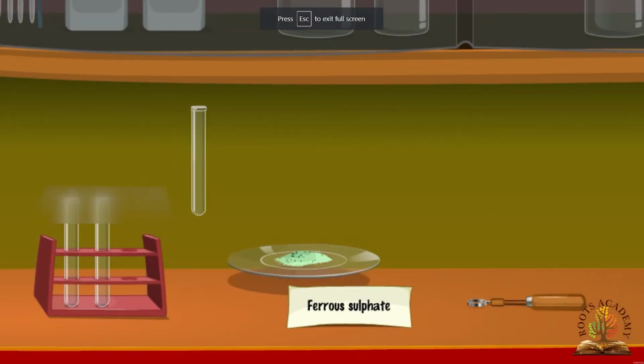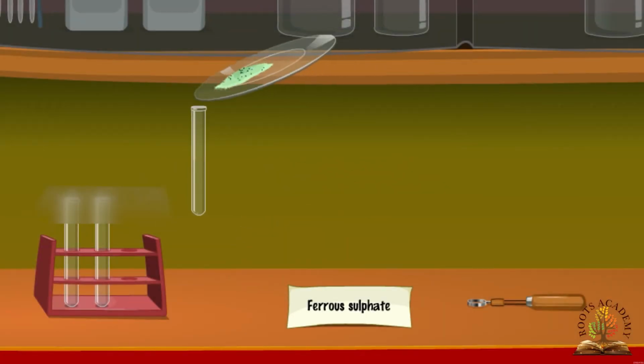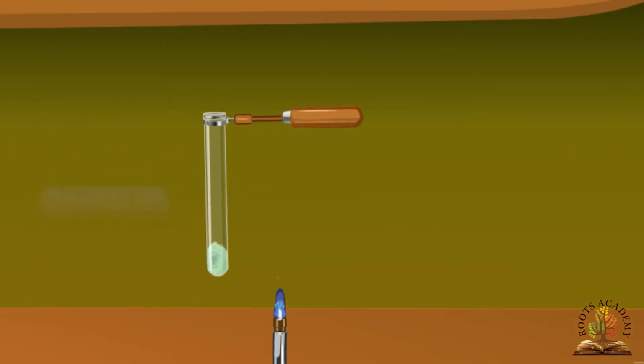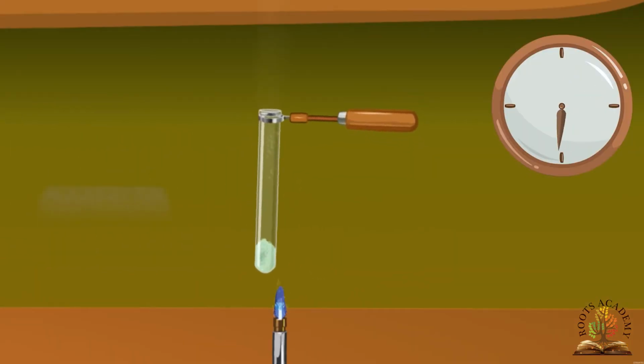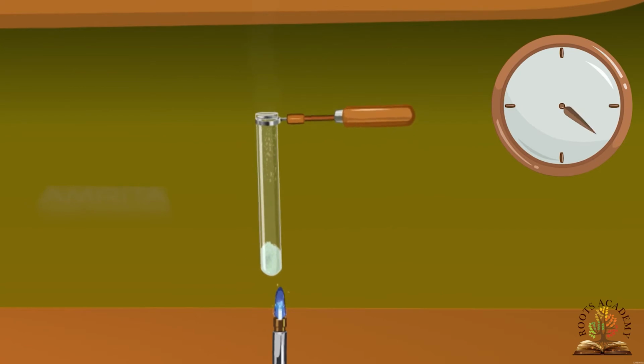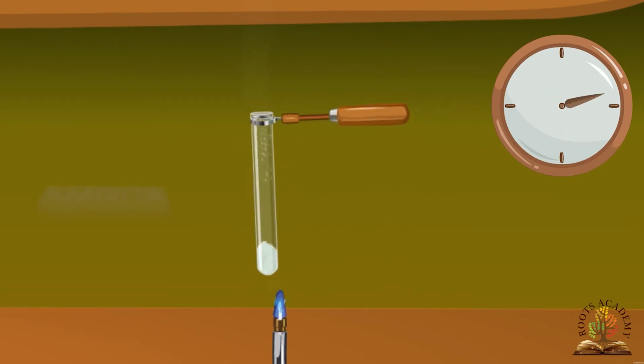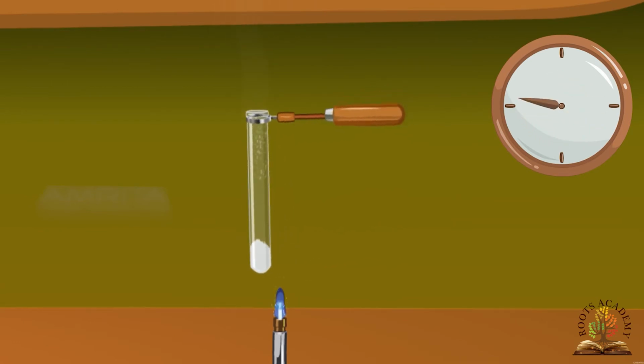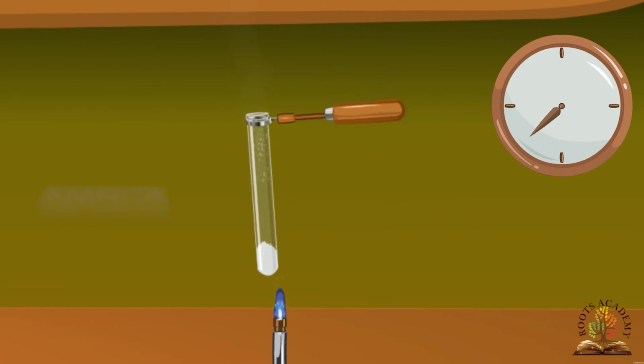Take a small quantity of ferrous sulfate crystals, FeSO4, 7H2O in a dry boiling tube. Hold the boiling tube with a test tube holder. Heat the boiling tube over the flame of a burner. On heating, ferrous sulfate crystals lose their water molecules and form white-colored crystals of anhydrous ferrous sulfate, FeSO4.